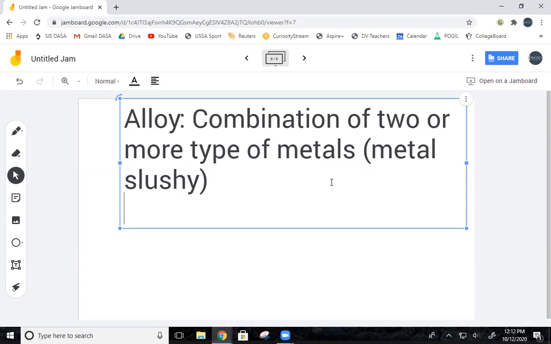What metals do you think are in this, Oliver? This is primarily aluminum, but it probably has some iron, and it's a whole bunch of stuff. It's probably got everything from magnesium to a little bit of zinc. It probably has some copper.